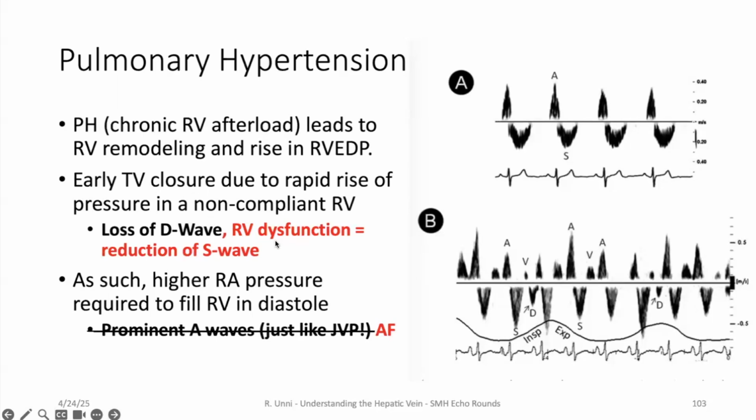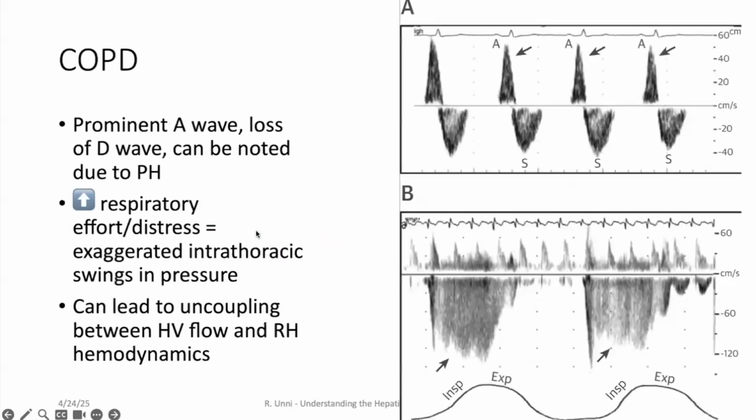And then if you develop AFib, you're not going to have prominent A waves. You're just going to lose your A waves. And both of those are common with pulmonary hypertension. So just keep those caveats in mind. I'm going to skip COPD for now, just in the interest of time.